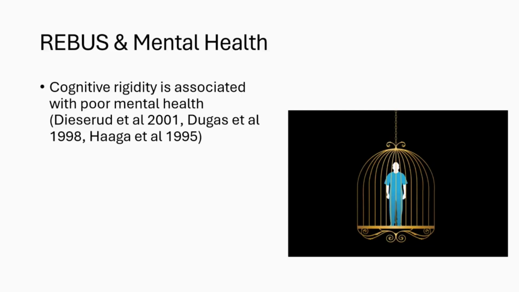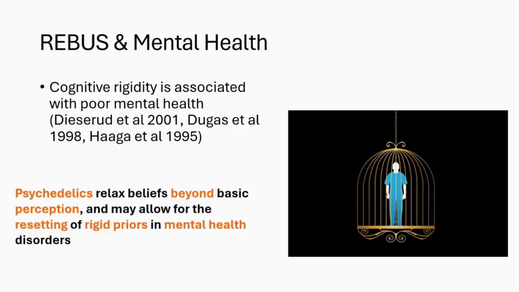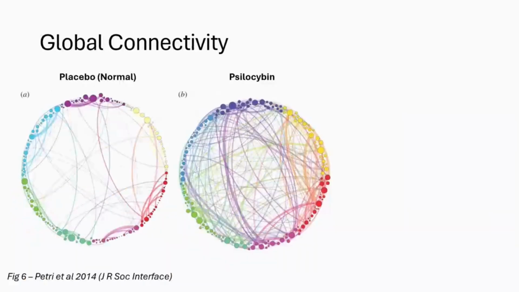Similarly, in a patient with a chronic pain disorder, they would have this expectation that that part of their body is going to hurt. So REBUS might come along here, and REBUS could possibly be relaxing these beliefs. And again, we do think this is the case. Psychedelics can relax beliefs beyond basic perception, and can allow for the resetting of these rigid priors in mental health disorders. And so psychedelics may be the key to unlock this cage, and to open your mind is a very common phrase within the psychedelic scene.